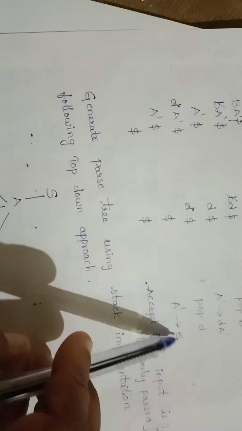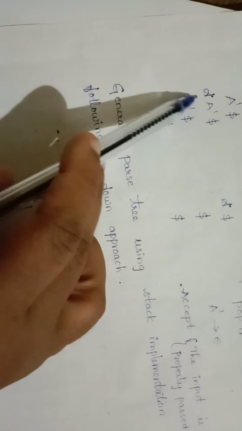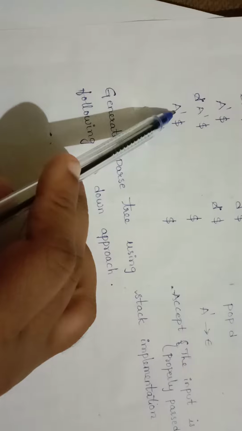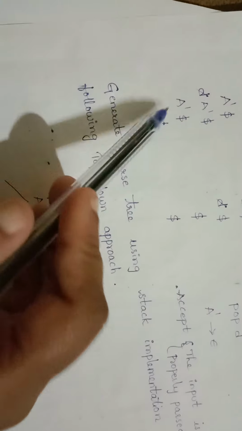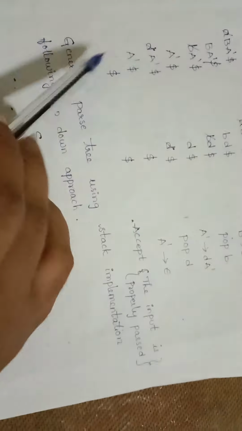Now A dash on dollar. Check here. A dash on dollar. A dash tends to epsilon. You need to write A dash tends to epsilon. So you need to substitute epsilon in place of A dash. Epsilon is nothing but nothing. So nothing. Write dollar here. Input is dollar. So dollar, dollar, accept. That is accept. The input is properly parsed.